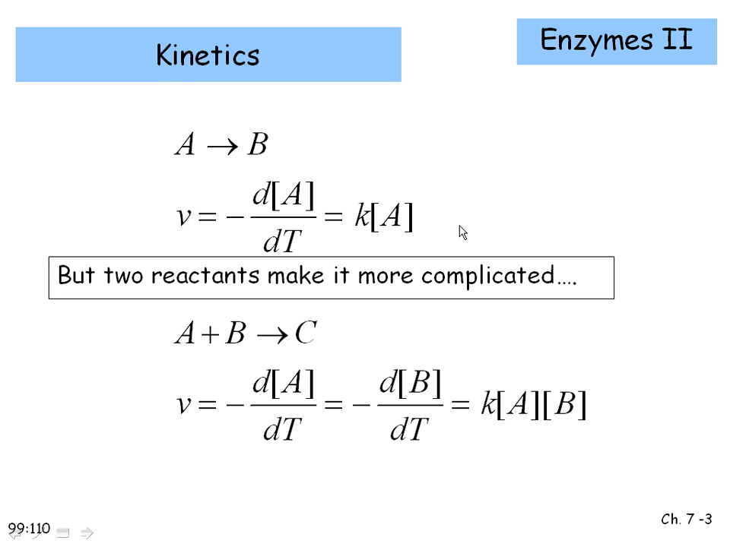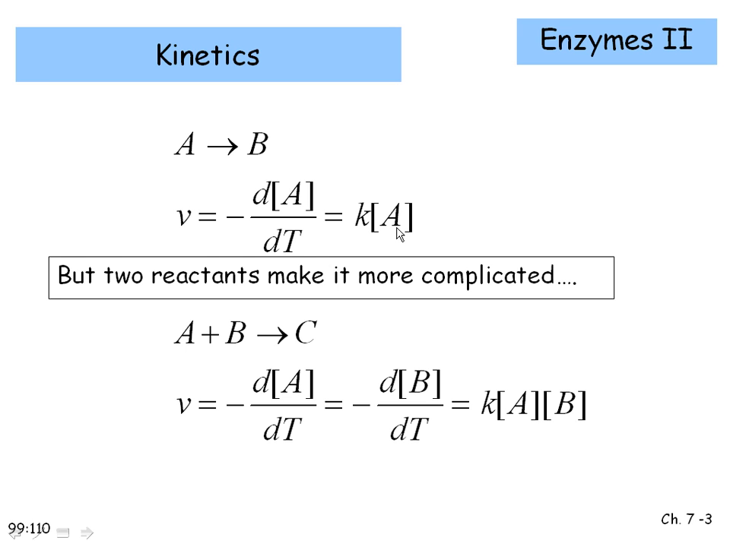So now we're going to get into just a little bit of math. In a simple case where A goes to B, we can speak of the velocity of the reaction as the negative rate at which A is disappearing, or we can give it a constant times the concentration. That is, we can in general describe the velocity of the reaction as some constant times the concentration of the substrate.